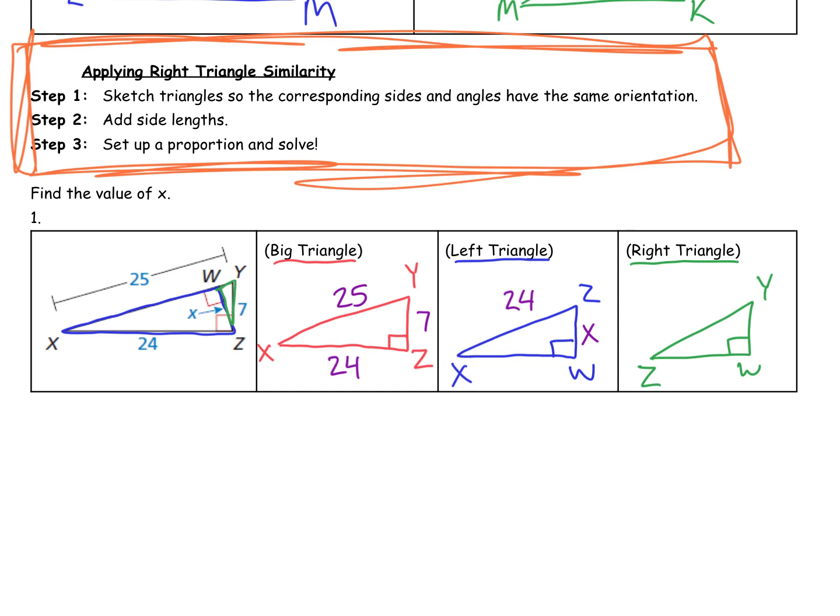We can do exactly the same thing with the green. Look at the green here. I have X here, and X on the green is in between W and Z. So that means that X goes down here. And then 7 is in between Y and Z, which means 7 goes up here.